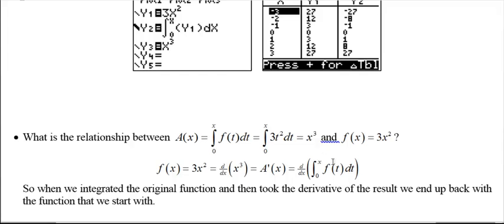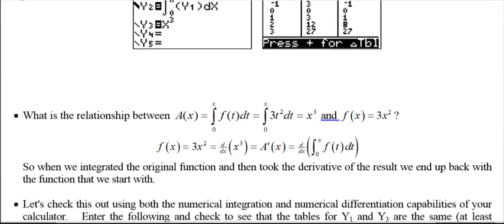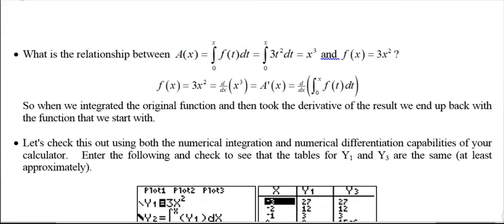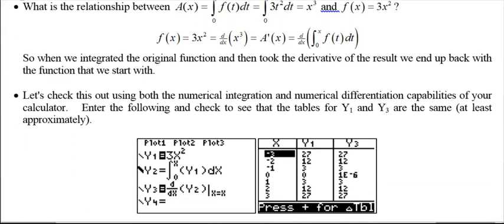So what we did is we started by taking our original function here. We integrated it from 0 to x. And then we took the derivative, and we ended up where? Really right back at our original function. Very interesting. So somehow this is a reverse. So let's check this out using both numerical differentiation and integration techniques. And so let's let y3 be the derivative of y2 with respect to x.